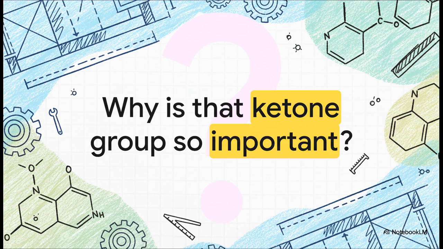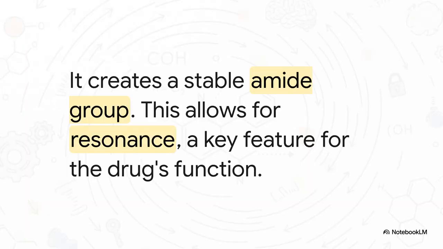So you gotta be asking, why? Why is this one little group of atoms so important? What's its secret? Well, here's the brilliant part. That ketone group helps create a new feature called an amide group. And this amide group is incredibly stable because of something called resonance. Now think of resonance kind of like a musician holding a perfect note. The energy is spread out, it's sustained. This lets the electrons in the molecule spread out, which makes the entire structure way more stable and strong. And it's that stability that allows the drug to effectively dock with its target in the brain.